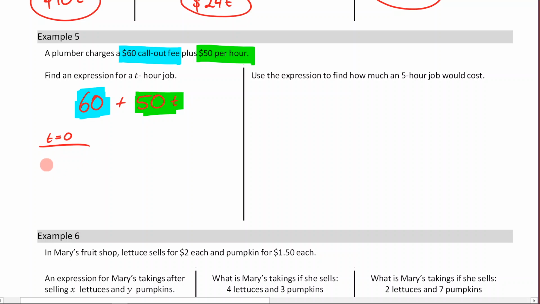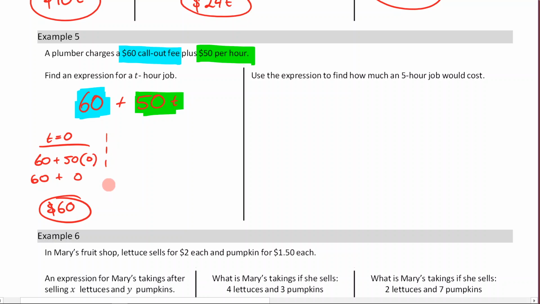Well, if they didn't spend any time, that means we're going to take this 0 and substitute it into the T spot. So it's going to be 60 plus 50 times 0. 50 times 0 is 0, so it's going to be 60 plus 0. So that means it's going to cost you $60 if they don't even do anything. It will cost you $60 just for them to turn up, even if they don't do any work.